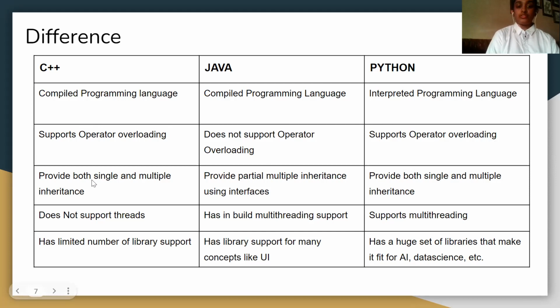If you see the third row over here, both C++ and Python provide both single and multiple inheritance, while Java provides partial multiple inheritance using interfaces. C++ does not support threads. Java has inbuilt multi-threading support, while Python supports multi-threading. C++ has a limited number of library supports. Java has library support for many concepts like UI. Python has a huge set of libraries that make it fit for AI, artificial intelligence, data science, etc.